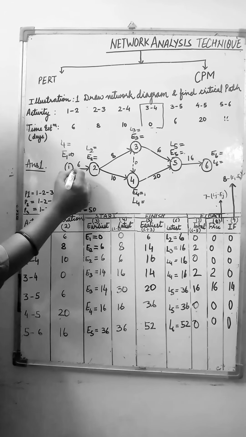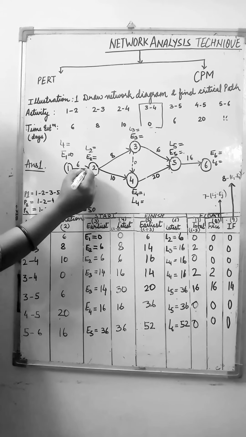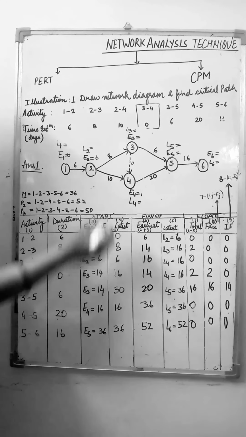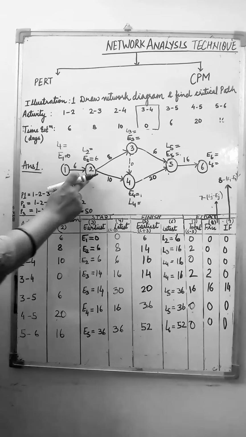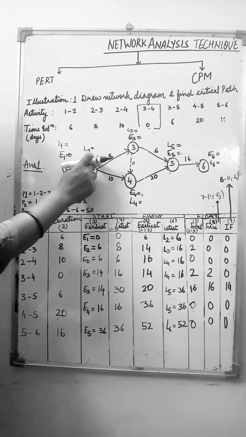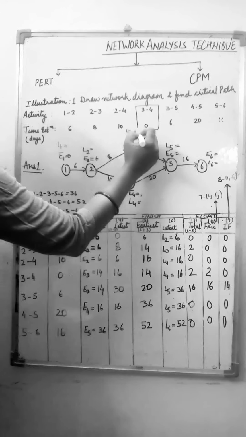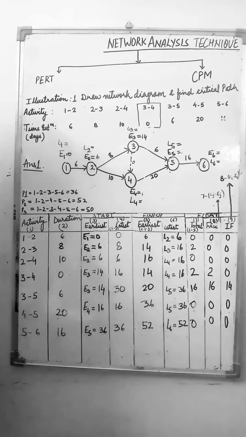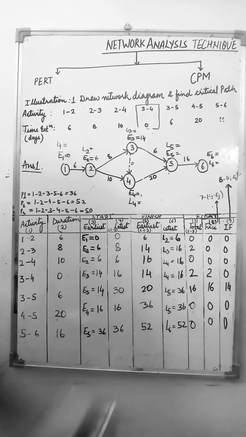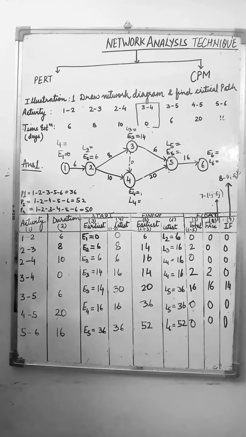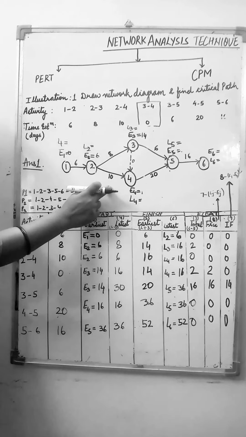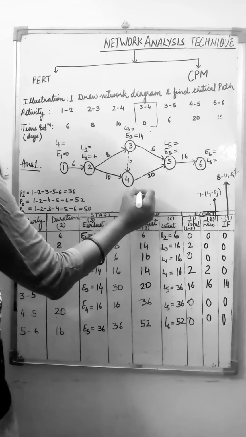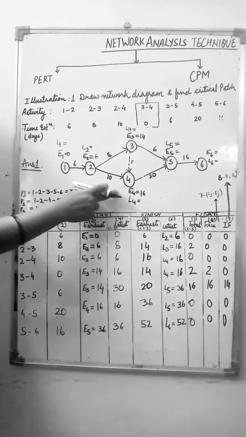E2 is, how much time is required from 1 to 2? It is 6. So E2 is 6. E3. What will be the E3? 6 plus 8 is 14. Next, E4. How we will calculate E4? 6 plus 10 is 16. This is the one path.